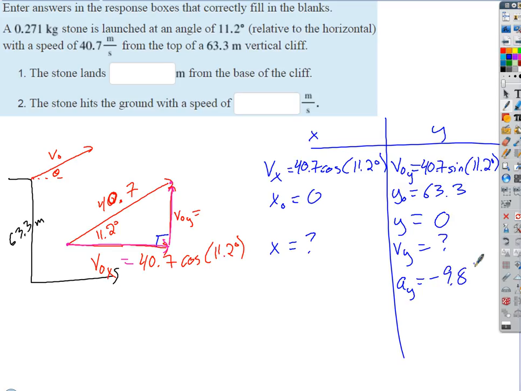Now I can fill in a lot of stuff over here. What am I missing in the x column? Acceleration? Okay, that's 0, right? Oh. Right. But I'm missing something. There's something there I need.